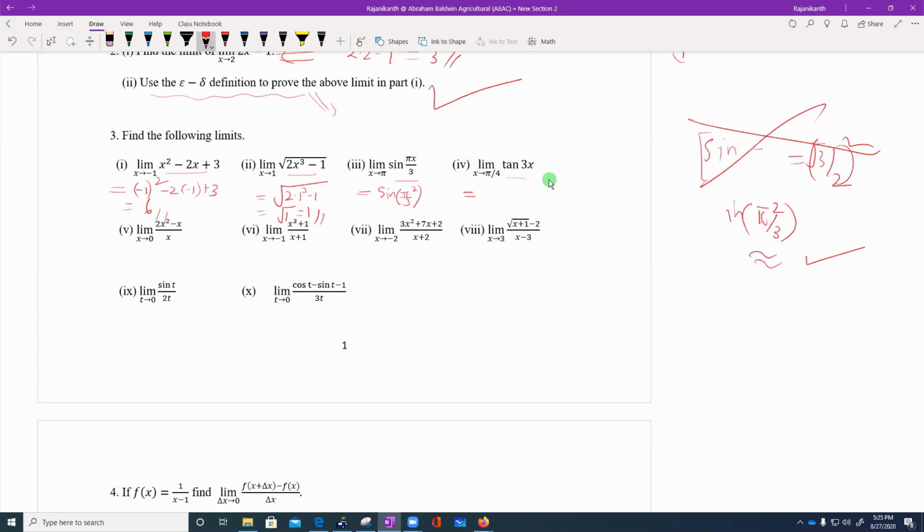Simply plugging pi over 4 instead of x. So you will get tangent of 3 times pi over 4, right? Now this is tangent 3 pi over 4. Let's see who is telling, pre-cal. What is tangent 3 pi over 4? -1. Very good. That is -1. Okay. So you could use the calculator again, I'm telling you, or look at the unit circle. Oh, now number 5. That is now giving trouble. Why? If you plug in 0 right away, you will get 0/0, right?